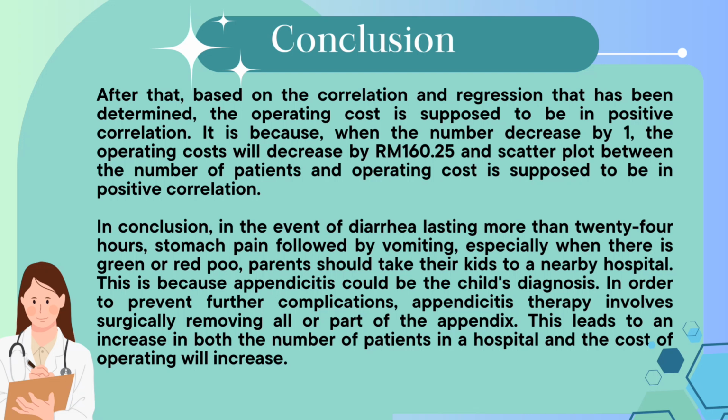In conclusion, in the event of diarrhea lasting more than 24 hours, stomach pain followed by vomiting, especially when there is green or red poo, parents should take their kids to a nearby hospital. This is because appendicitis could be the child's diagnosis. In order to prevent further complication, appendicitis therapy involves surgically removing all or part of the appendix. This led to an increase in both the number of patients in a hospital and the cost of operating will increase.